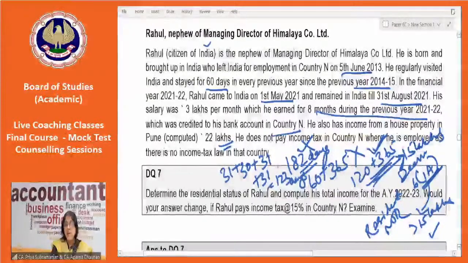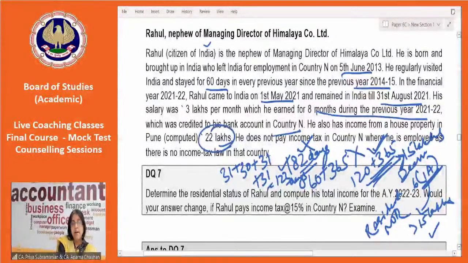120 plus 365, the 120 days he satisfies. First of all, whether it is applicable to him: does his Indian income exceed 15 lakhs? You have to see that. His income from house property is 22 lakhs, so his Indian income exceeds 15 lakhs. The salary income, of course, you don't take because it is earned outside India and credited outside India.